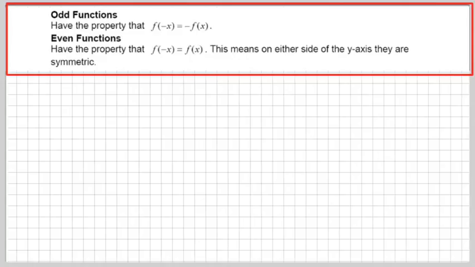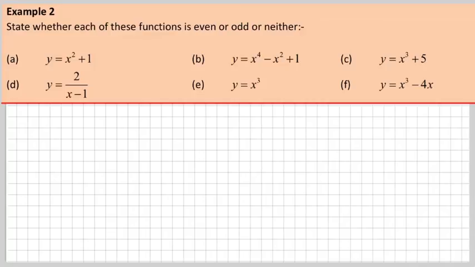So, to summarise, ladies and gentlemen, odd functions have the property that f of minus x is minus f of x, and even functions have the property that f of minus x equals f of x, okay? This means that on either side of the y-axis they are symmetric, yeah? And these are sort of like upsy-downsy symmetric, not really symmetric, but you know what I mean. Yes, okie dokie, let's go on.